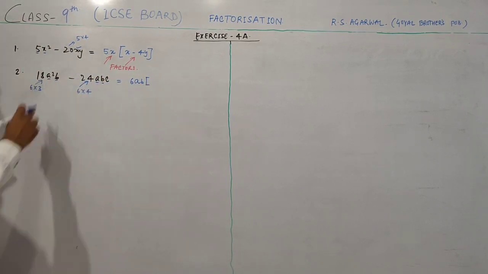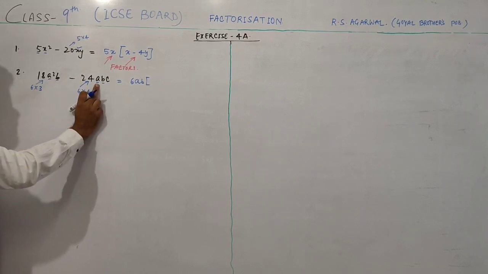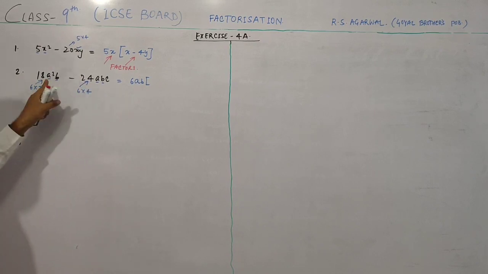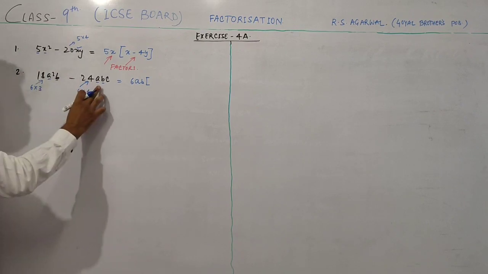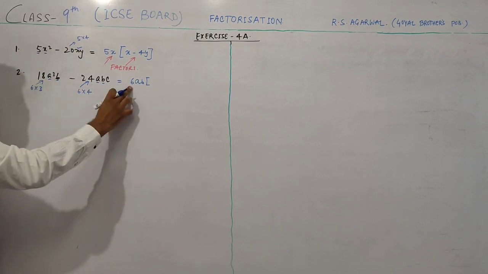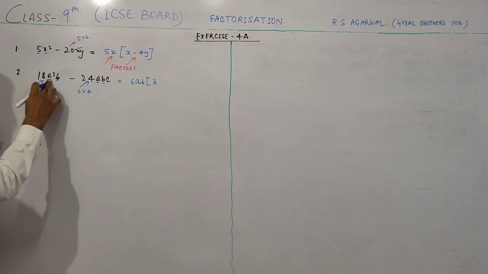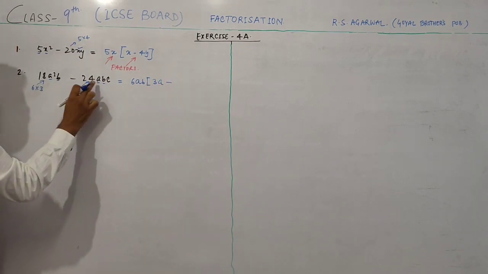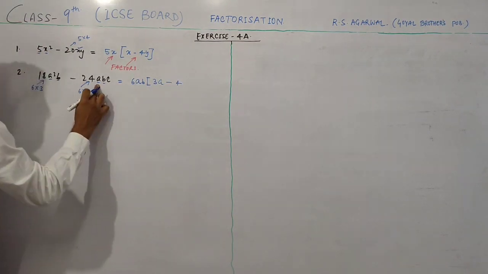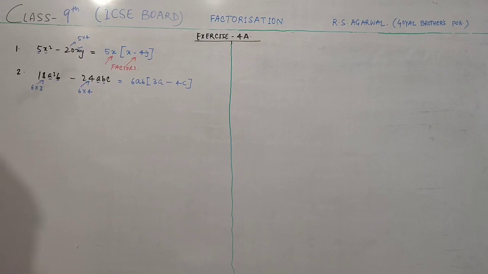Why do I not take common a square? Because here it is a square, but here not a square. Here it is only a. So whatever is the minimum power, that variable we will take common. So here this is common 6ab. Now the remaining one is here 3a. In the second part the remaining is 4c and ab is common. So here this is 6ab in bracket 3a minus 4c. This is question number second.